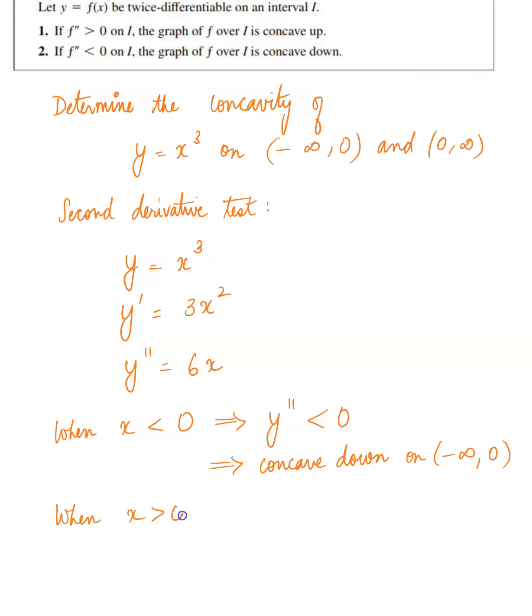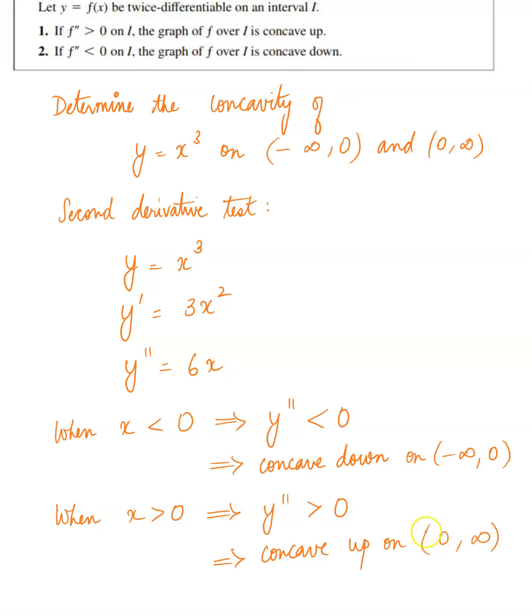And when x is positive, 6 times a positive number will be positive, so y double prime is positive, which makes it concave up from the second derivative test. And that's going to be for all positive numbers, 0 to infinity.